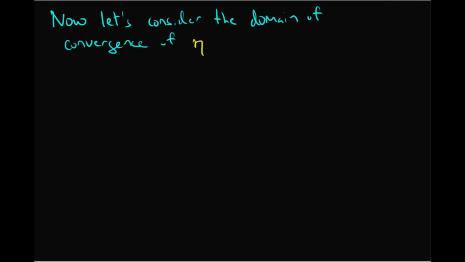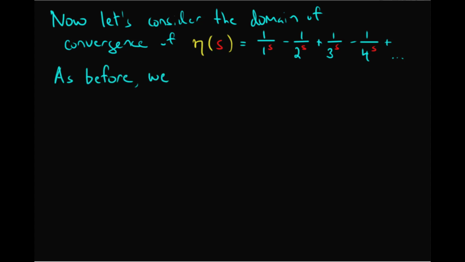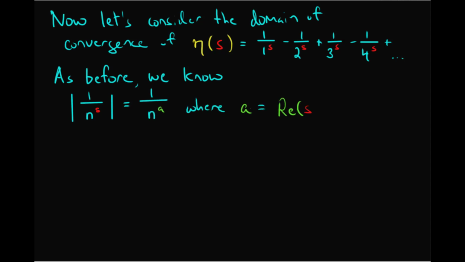But now let's compare the domain of convergence of the zeta function to the domain of convergence of the eta function, which again is defined as eta of s equals 1 over 1 to the s minus 1 over 2 to the s plus 1 over 3 to the s minus 1 over 4 to the s, and so on. Well, as we saw before, we know that the modulus of 1 over n to the s just equals 1 over n to the a, where a is the real part of s.